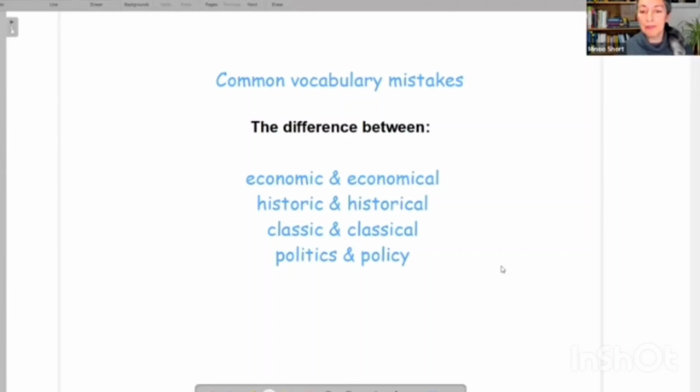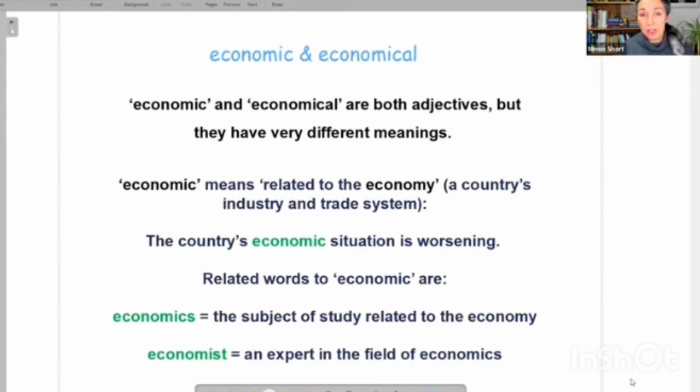And it concerns the difference between economic and economical, historic and historical, classic and classical, and very importantly, politics and policy. So let's start with the first pair, which is economic and economical. They're both adjectives, but they have actually very different meanings.